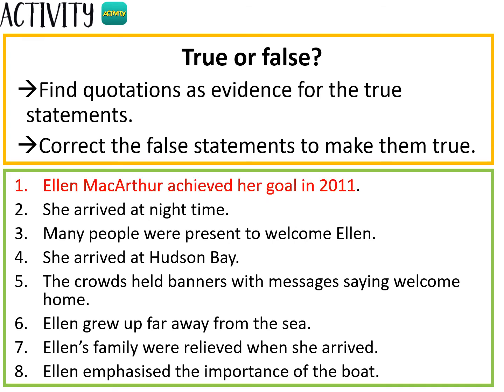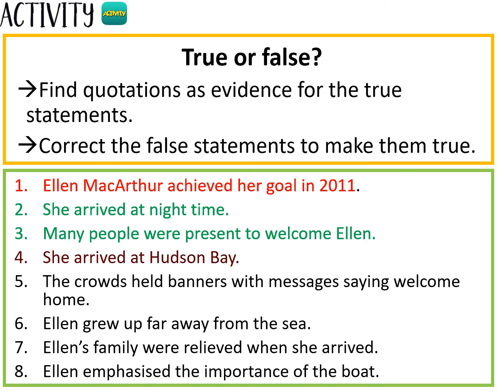Okay, so the first one is false. Ellen MacArthur achieved her goal in 2001. She arrived at night time. That is true, and there is a quote to support that. It says about all the lanterns being lit and the fireworks. Many people were present to welcome Ellen. That is true. There were about 200,000 people there.